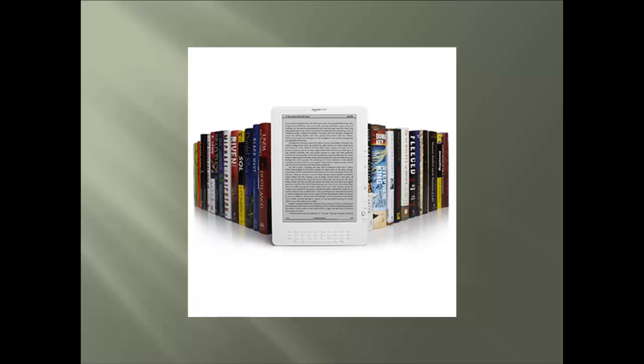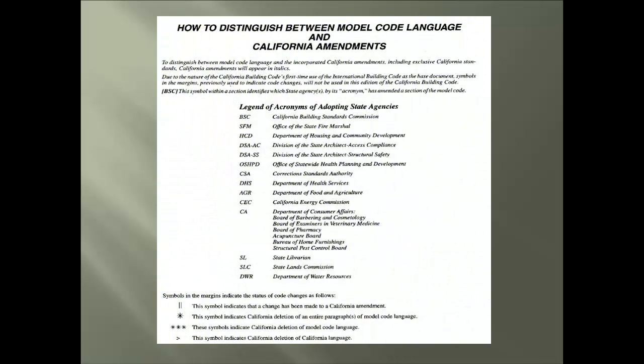With this segment, we will take a closer look at how to understand the symbols and abbreviations used in the California Building Code. Here is a helpful guide that is provided in the California Building Codes, but many don't even know it exists. Let's take a closer look.